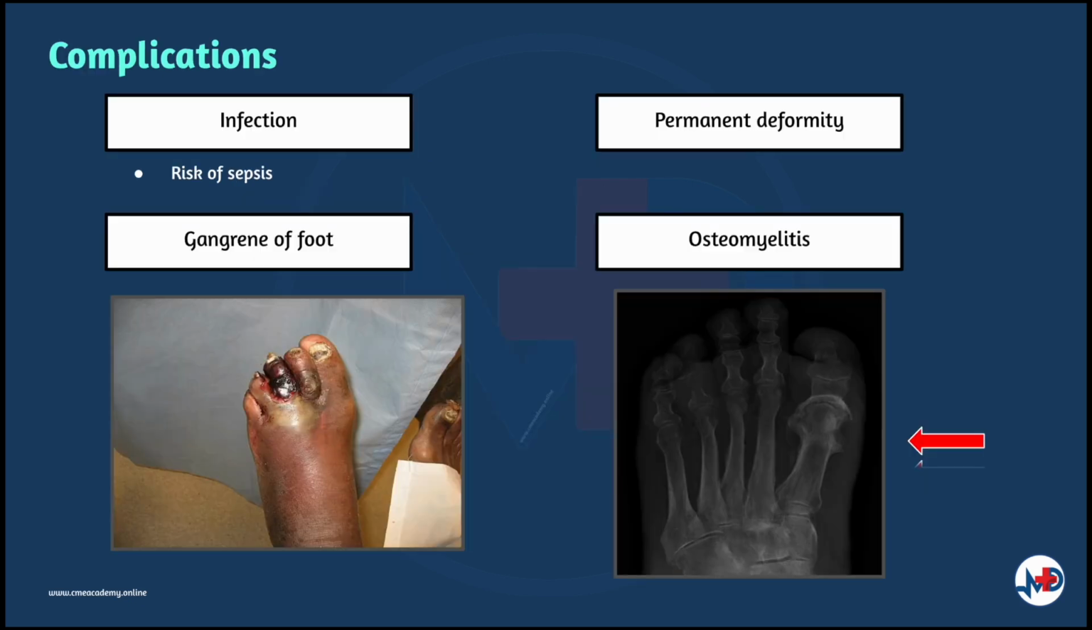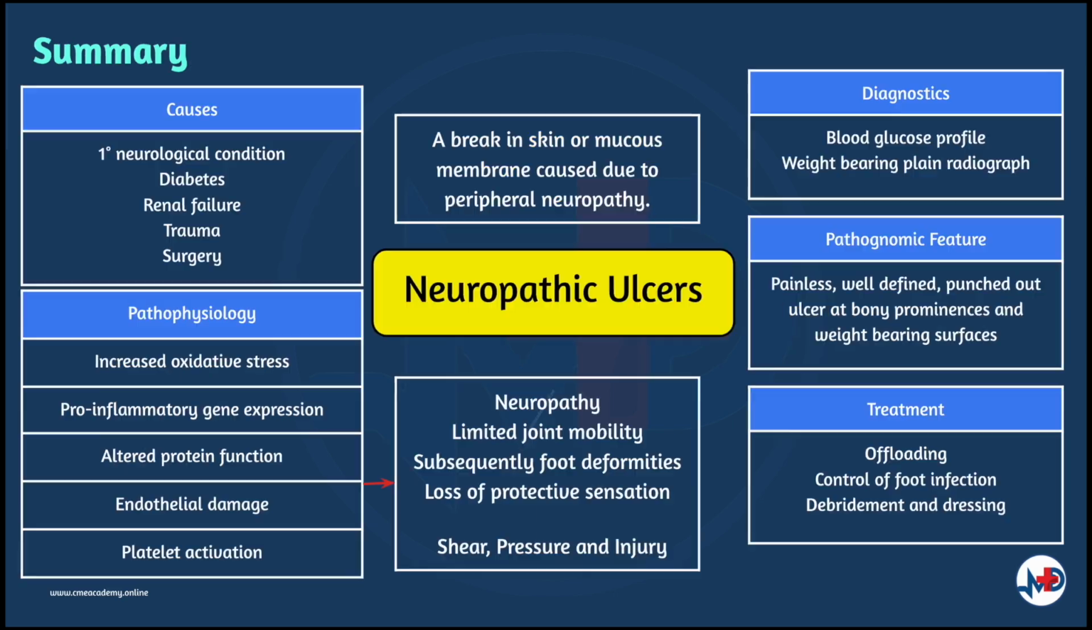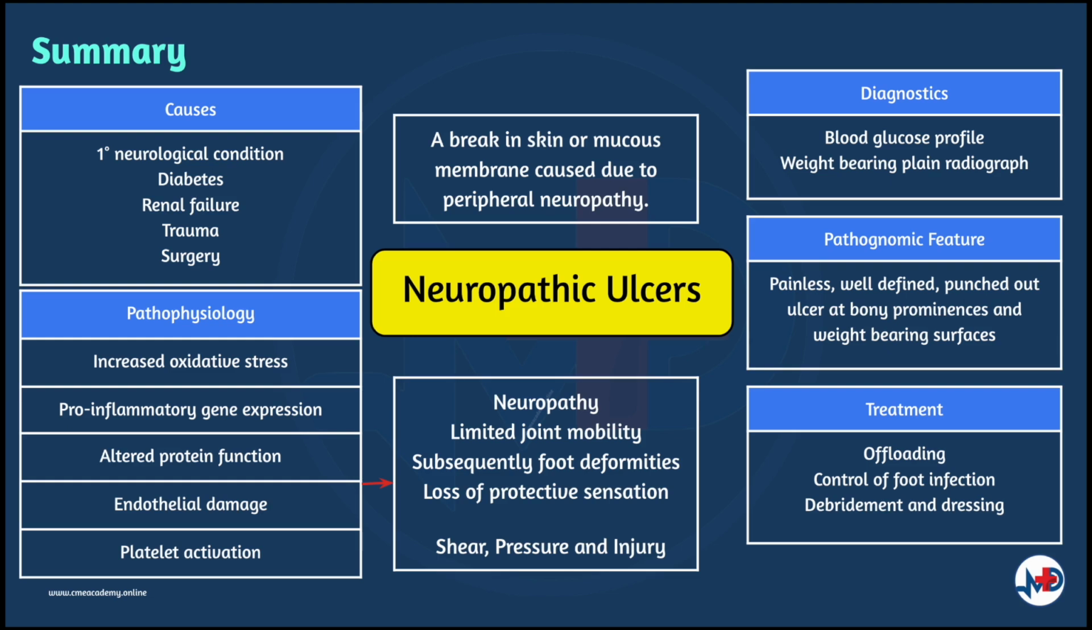The complications of neuropathic ulcer include infection, which puts the patient at risk of sepsis, gangrene of the foot, osteomyelitis, and permanent deformity. Neuropathic ulcers have a high risk of amputation and high recurrence if not managed well. The good prognostic factors include early treatment and early staging of the ulcers, while infected ulcer and delayed treatment may carry poorer prognosis. So let's summarize what we have covered so far.